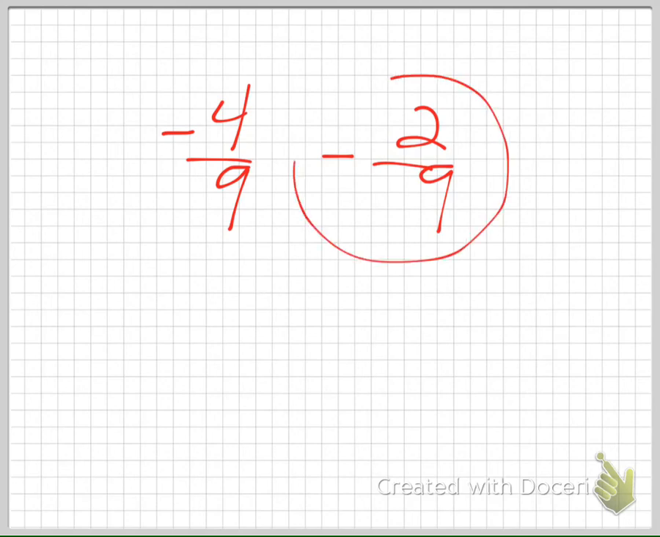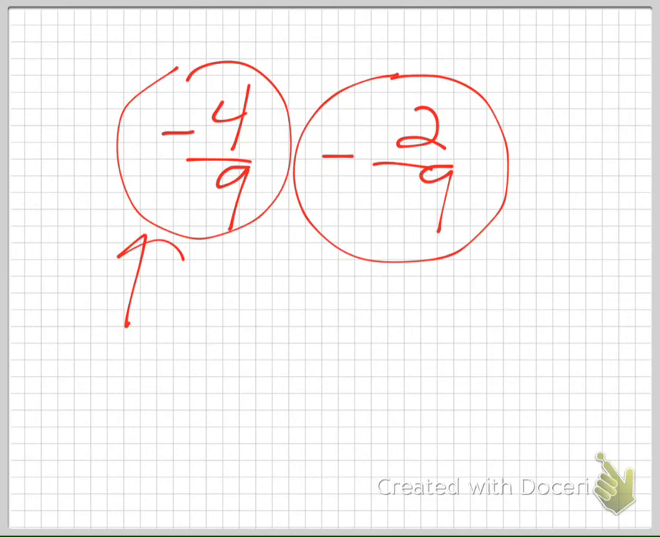When you start dealing with negatives, which one here is bigger, negative 4/9 or negative 2/9? Negative 2/9 is bigger, right? This one is a bigger negative, which means it's further to the left. Make sense? Okay.